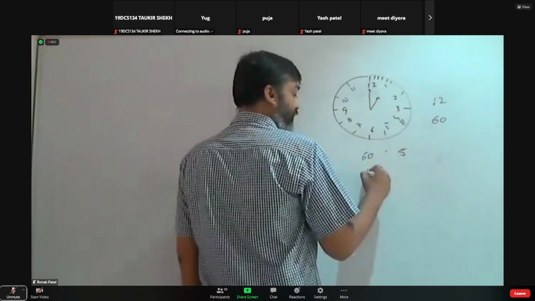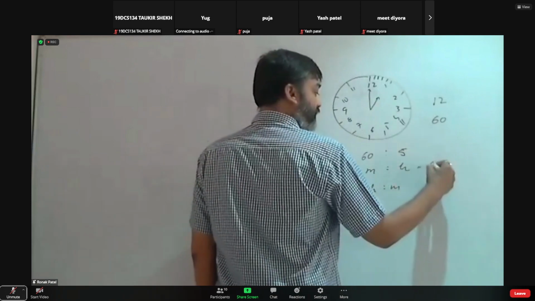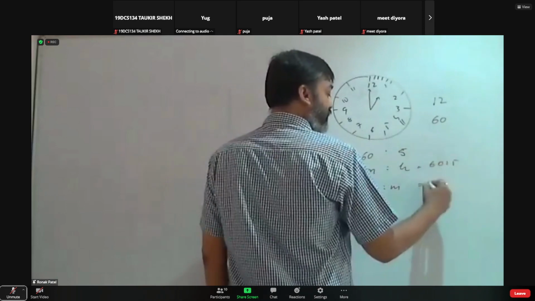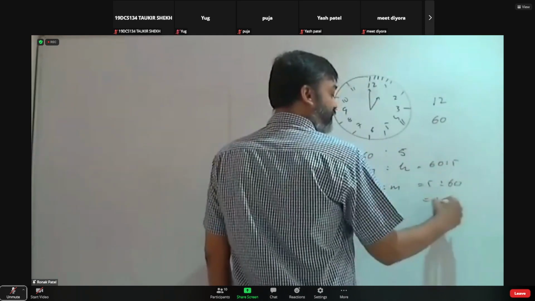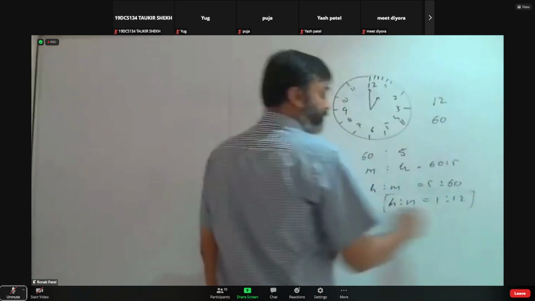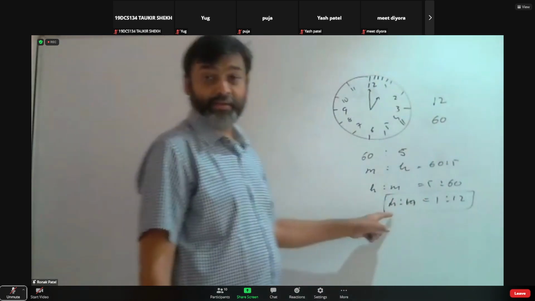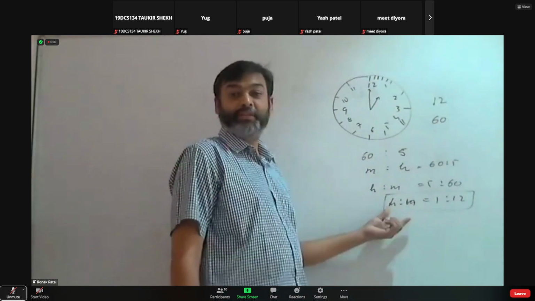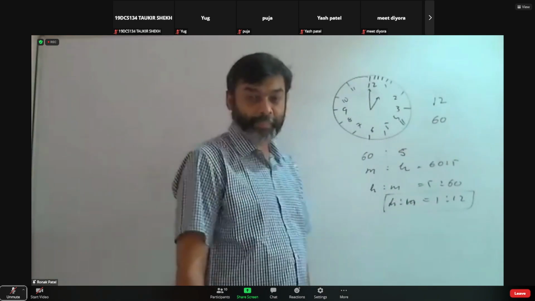If I want to say minute to hour, or hour to minute, this is 60:5, or you can say 5:60. Sorry. And that makes 1:12. So this is a very important ratio that you can use anywhere. This is the ratio between minute hand and hour hand, right? So this is the first thing that you should remember. The speeds are in this ratio, 1:12. Clear this thing?